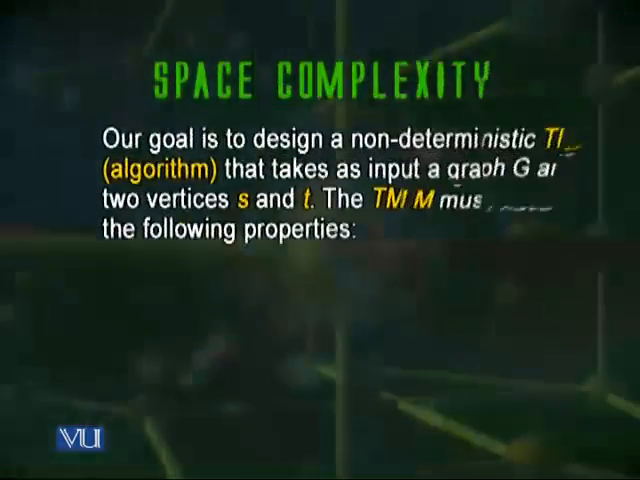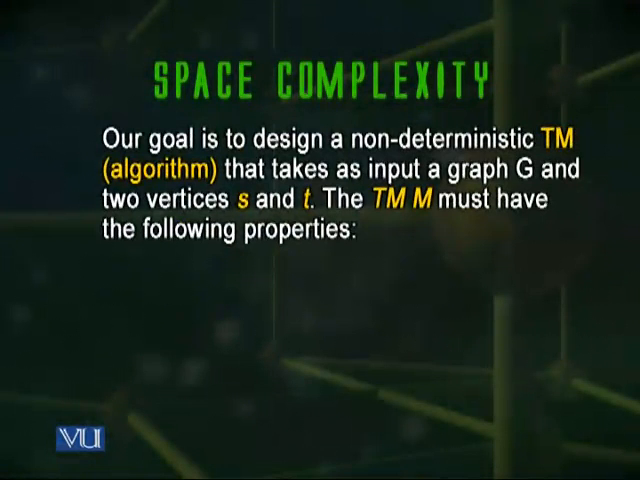But what does it mean for the complement of path to be in NL? Let's first understand that very clearly and then go about this task, which is not going to be very simple, but we'll break it up into pieces and understand the algorithm piece by piece. This is a highly non-trivial algorithm that we will be looking at. Our goal is to design a non-deterministic Turing machine that takes as input a graph and two vertices S and T. The Turing machine M must have the following properties. So this Turing machine must accept path complement.